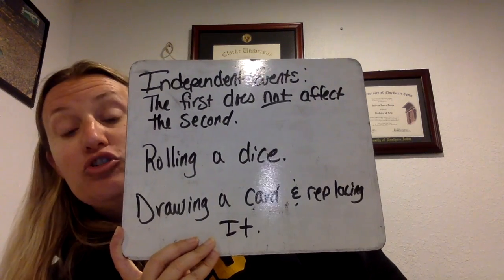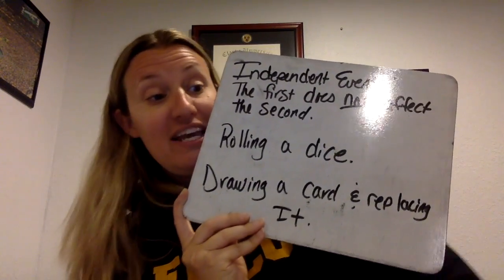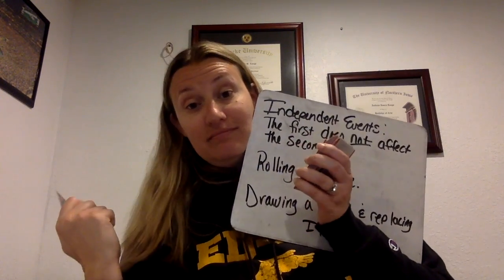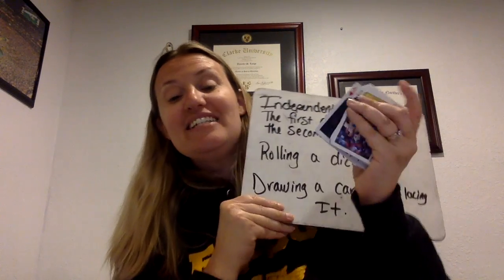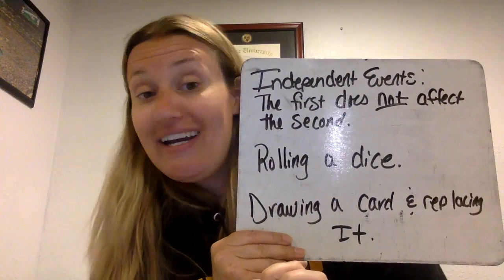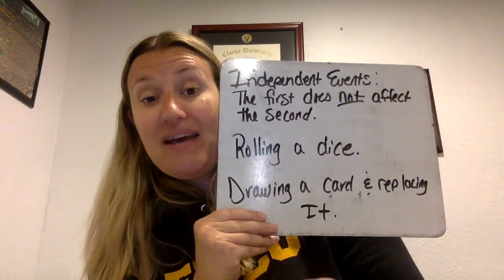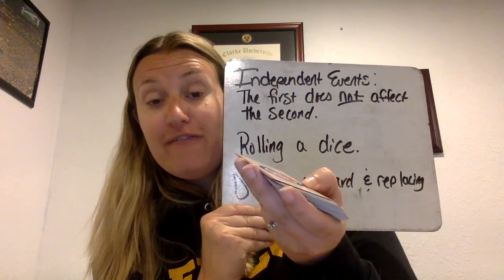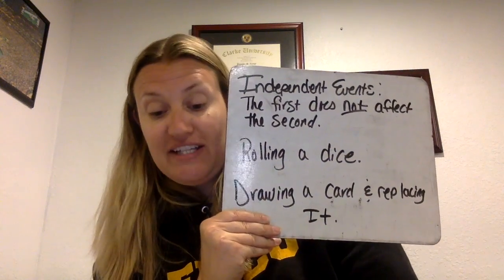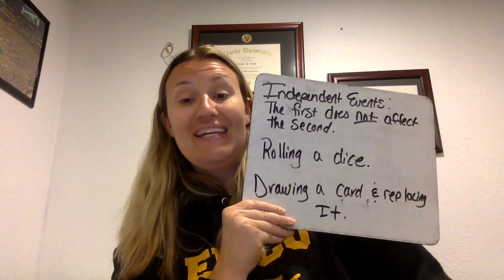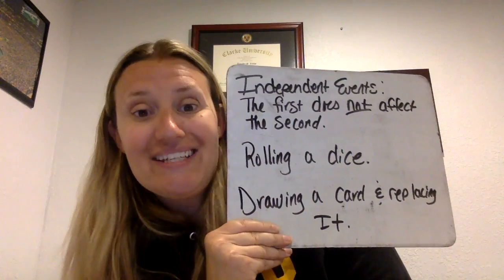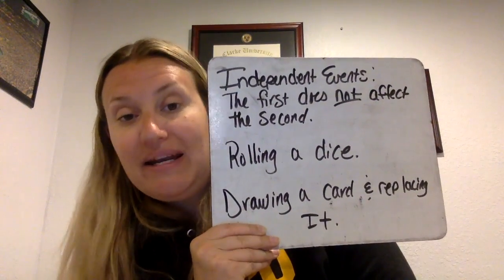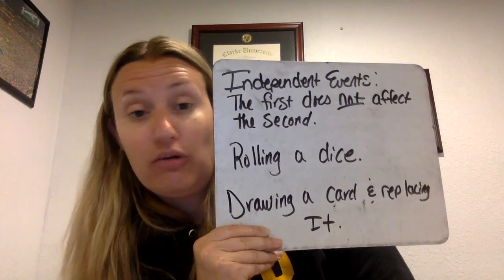Now, drawing from a deck of cards. If I take that king out, but I put it back, there are still 52 cards in this deck. I didn't change anything. So that would be independent. I have a 4 out of 52 chance of getting a queen. If I take a card out, but I put it immediately back, there's still a 4 out of 52 chance of getting a queen. I didn't change anything. Those are independent events. The first will have absolutely no effect on what happens on the second. Okay?